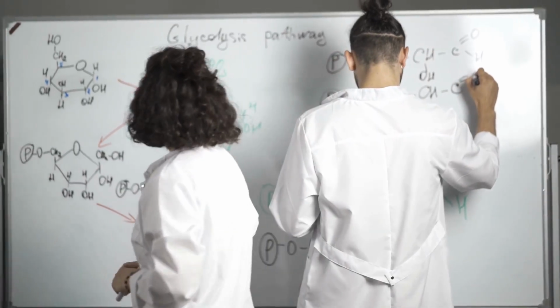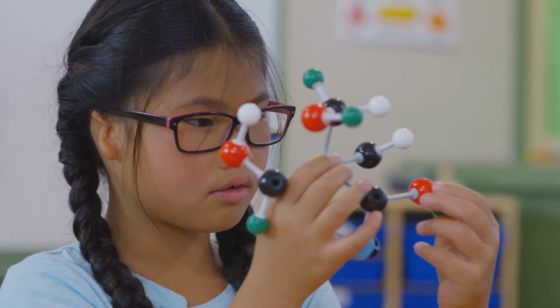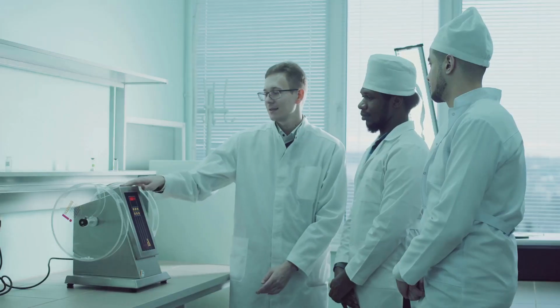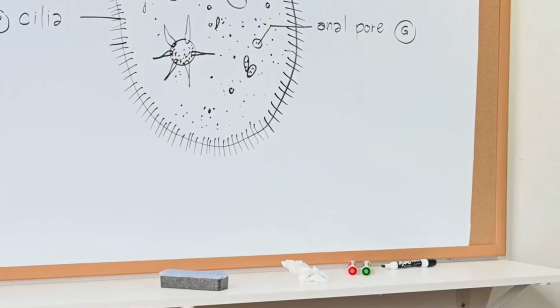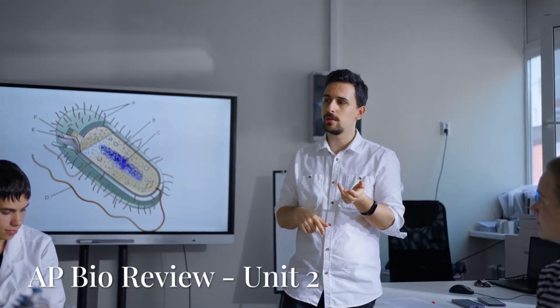Dehydration synthesis and hydrolysis are key. One builds polymers by removing water, the other breaks them down by adding it. You will see a question about amino acids, enzymes, or nucleotides. Know the subunit and function of each macromolecule.